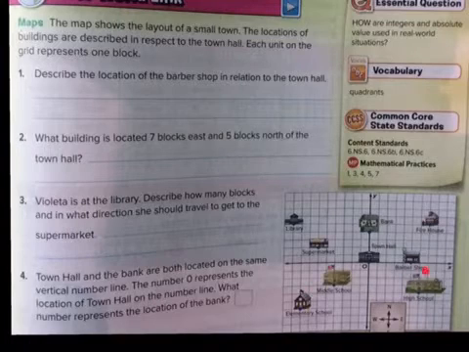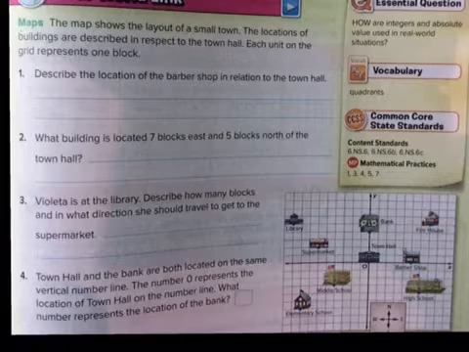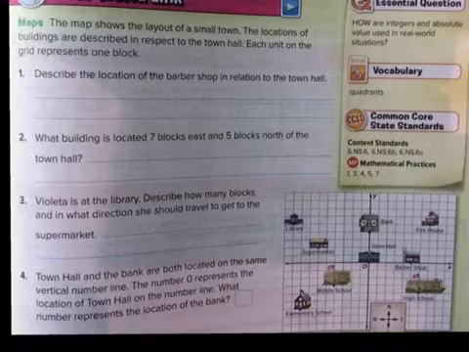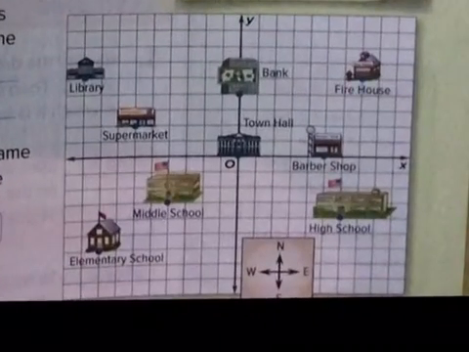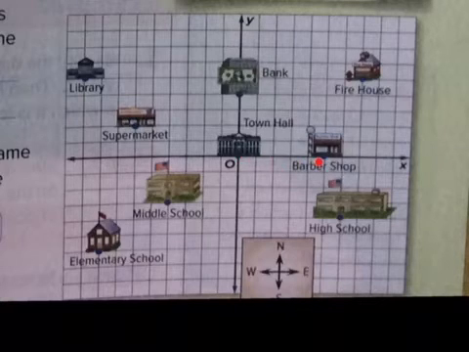So how can we describe it instead of just saying to the right? Because the high school is to the right, and so is the firehouse. Well, we can count the number of blocks. 1, 2, 3, 1, 2, 3, 4, 5. Yeah, it's exactly 5 blocks. So let me zoom that in. So we have 5 blocks to the right.